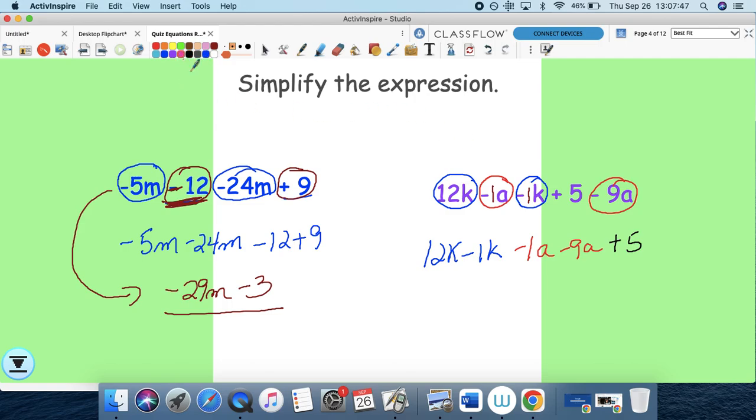So the final answer, if you combine these two, it's just 12 minus 1, or 11k. This is negative 1 minus 9. Be very careful. It's negative 10a, and then the plus 5. Okay, so that, again, is a simplified version of the original expression.